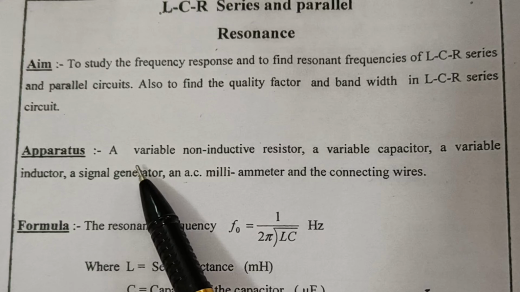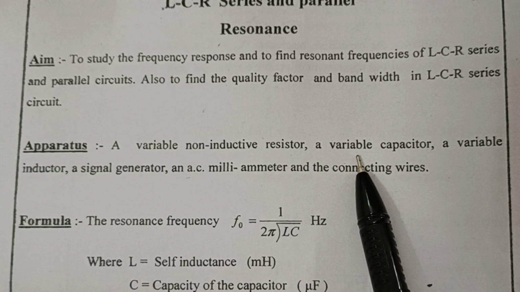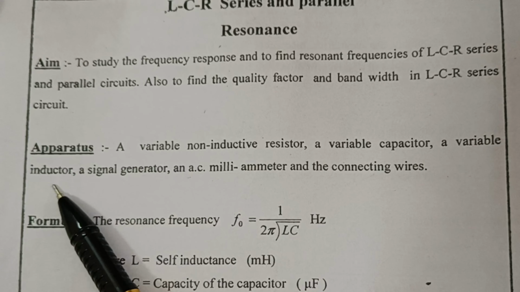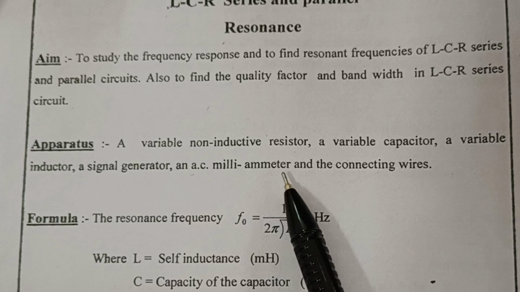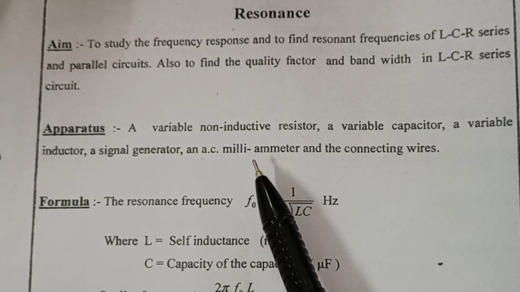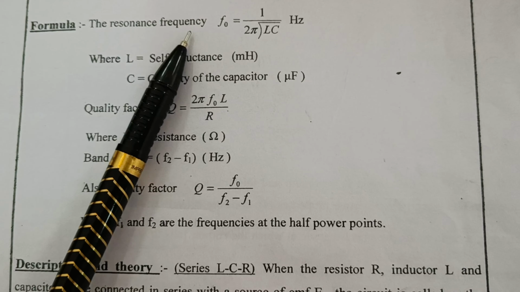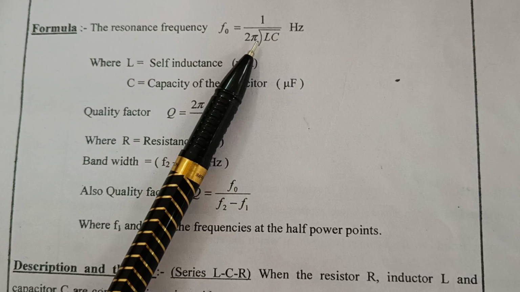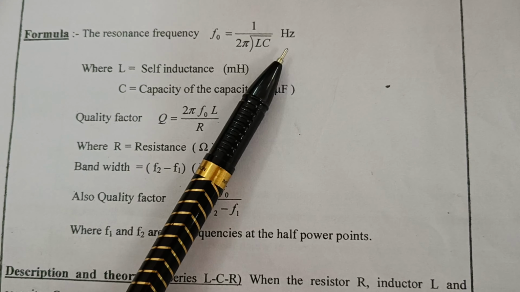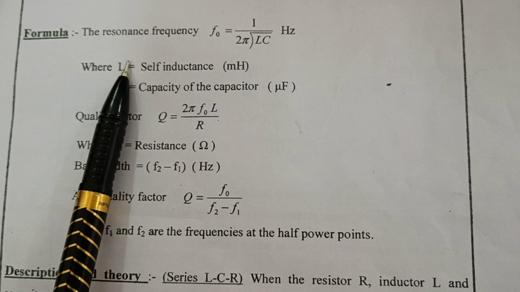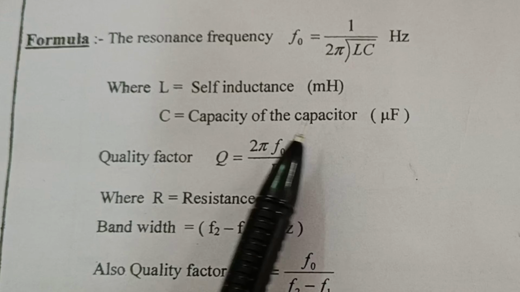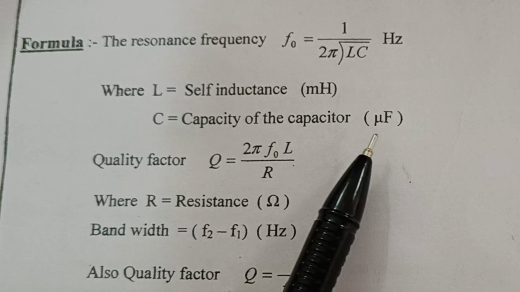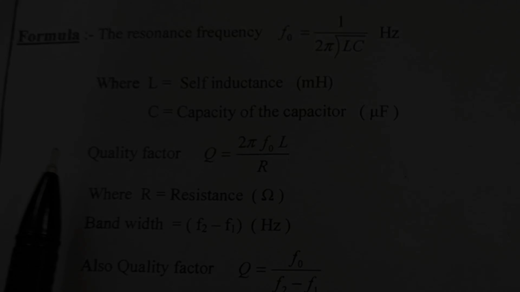The apparatus required is a variable non-inductive resistor, a variable capacitor, a variable inductor, a signal generator, an AC milliammeter, and the connecting wires. The formula used for resonance frequency is 1 upon 2 pi root over LC, which gives the answer in hertz, where L is self-inductance and C is the capacitance of the capacitor, which is in microfarad.